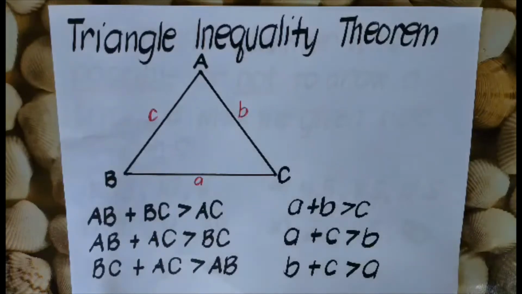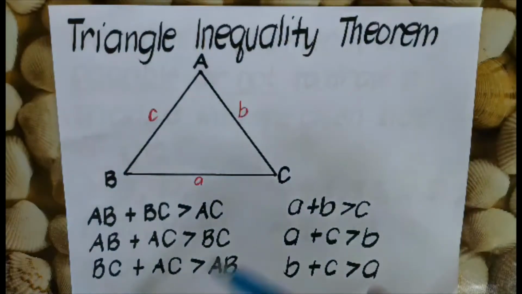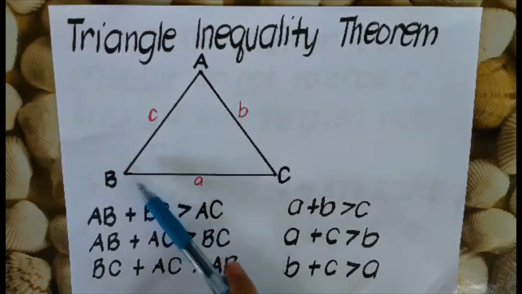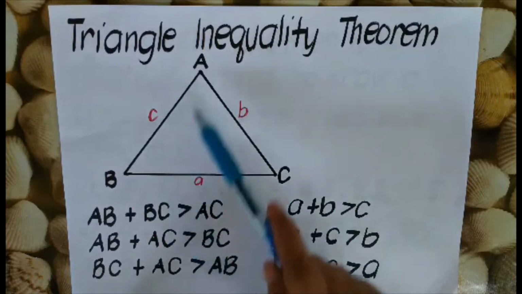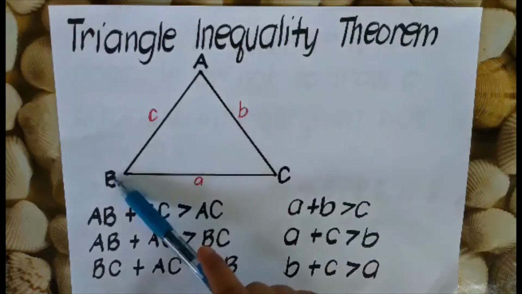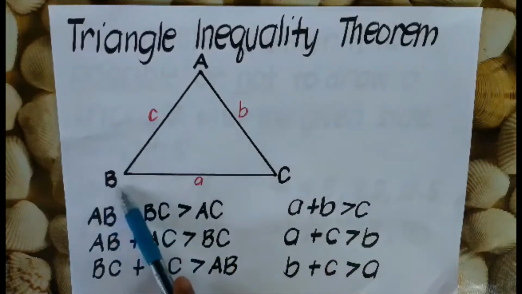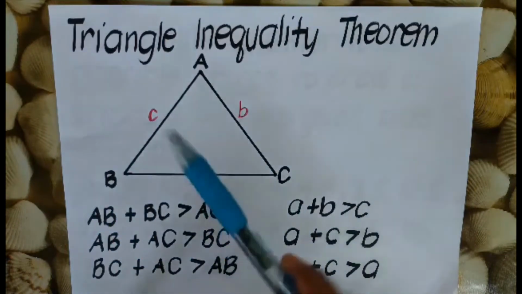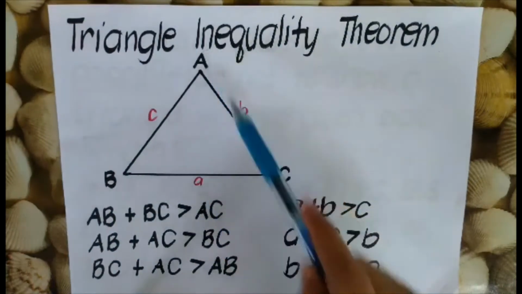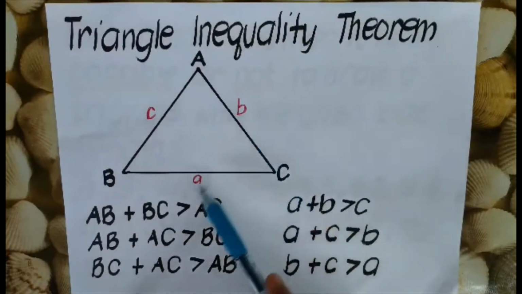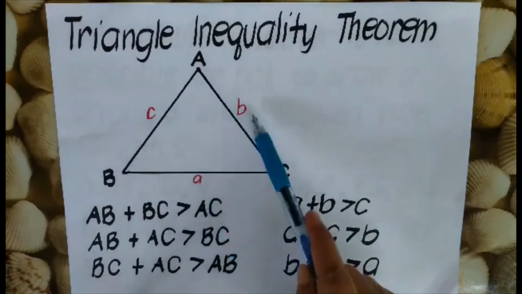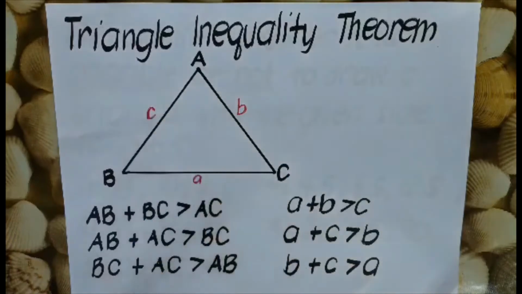Given the figure, we have triangle ABC. This is angle A, angle B, and angle C. You can name side AB with a small letter c. You can also name side BC with a small letter a. And you can also name side AC with small letter b. So we have side a, side b, and side c.